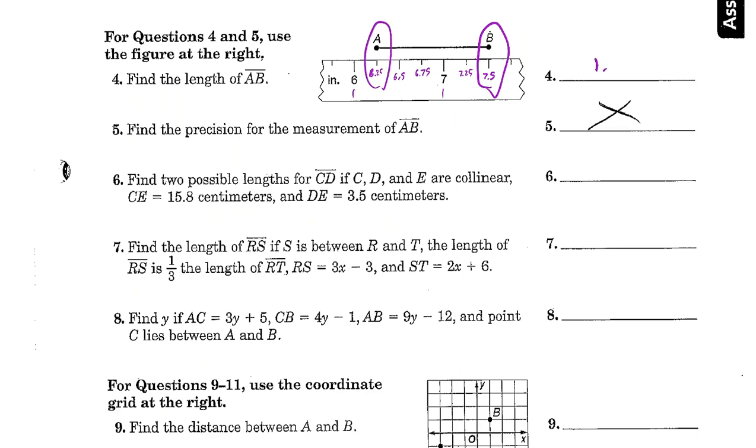So that's 1.25 or 1 1/4. Find the precision. So precision is really cool. We put an X here. That's not something we talked about in this course. But precision is simply saying, like, significant figures in science and stuff.